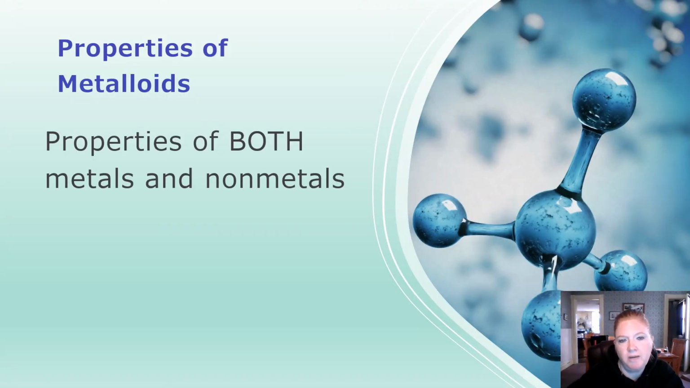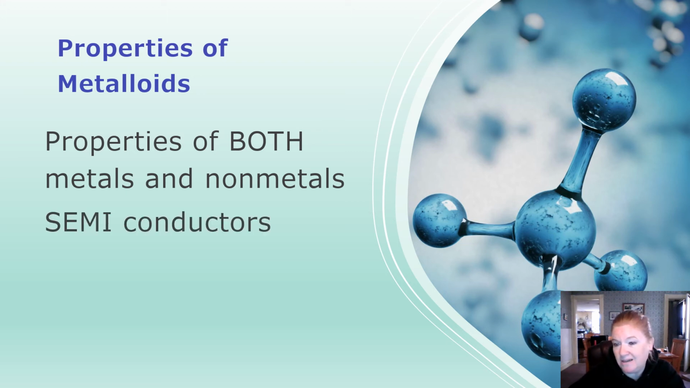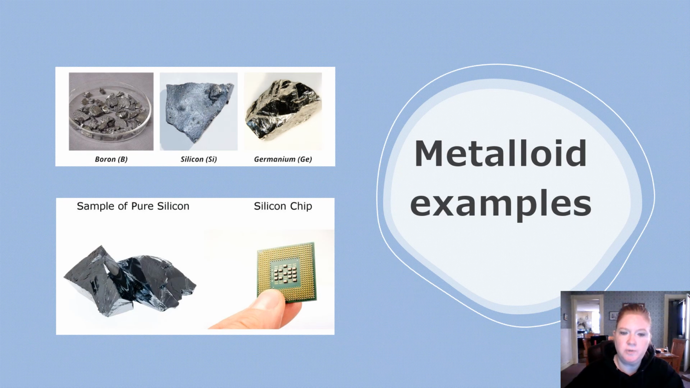All right, so what are the properties of metalloids? Well, they have properties of both metals and nonmetals. So they're semiconductors. They kind of conduct electricity. They kind of conduct heat. They tend to be brittle, but they do tend to have luster. So again, some properties of both. So here are some metalloid examples. Silicon used in computer chips. That's probably the one that people might be most familiar with.